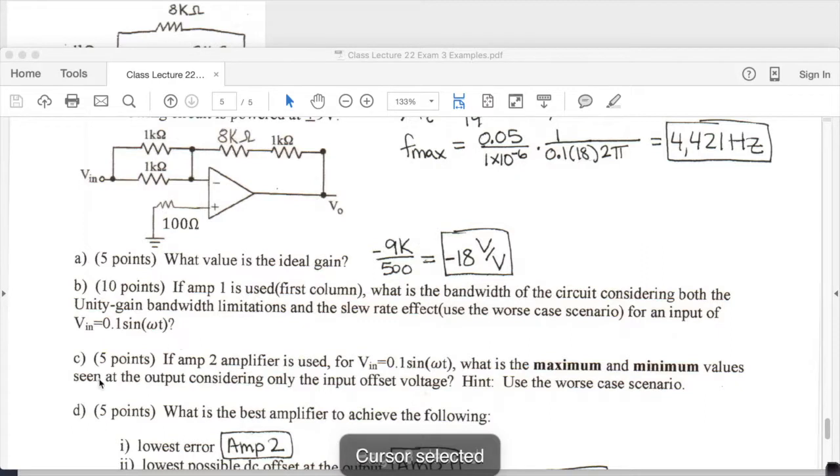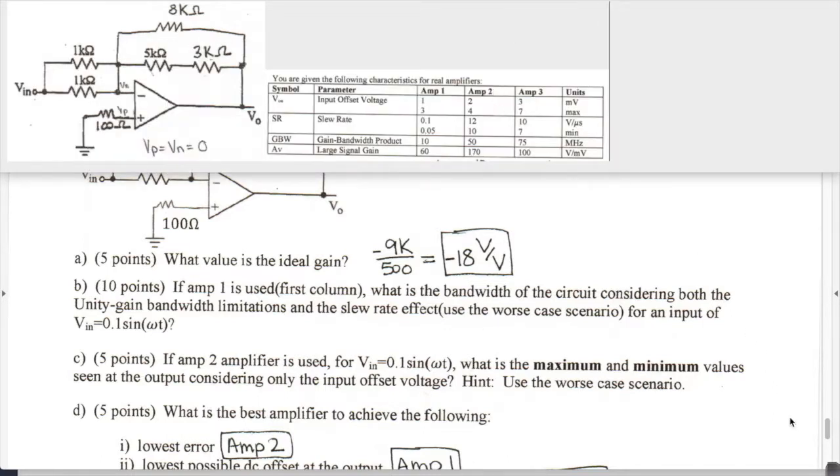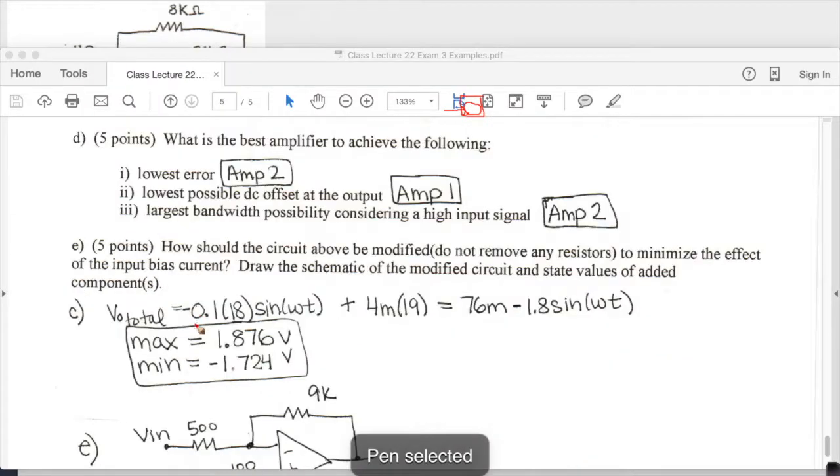Part C: if the amp 2 amplifier is used and your input is Vin equals 0.1 sine omega t, what is the maximum value seen at the output considering only the input offset voltage? For amp 2, we look at the input offset voltages, and again we see two values. The worst case is the higher value, meaning it has more of an offset, which is not what we want. The ideal would be 0 offset. So 4 millivolts is the value we're going to use to determine the input offset voltage effect.